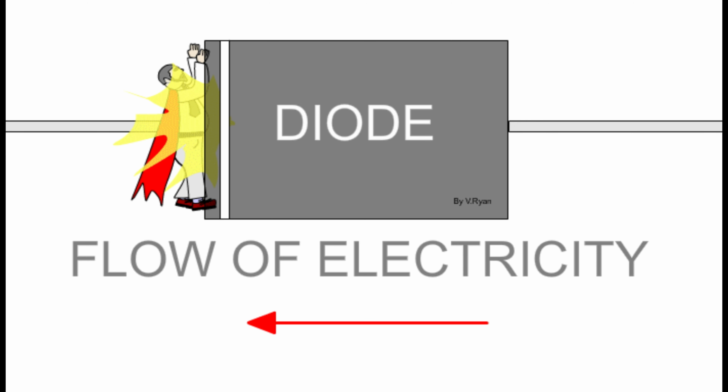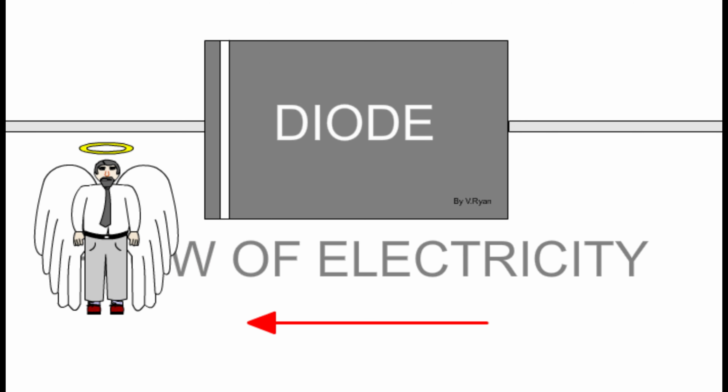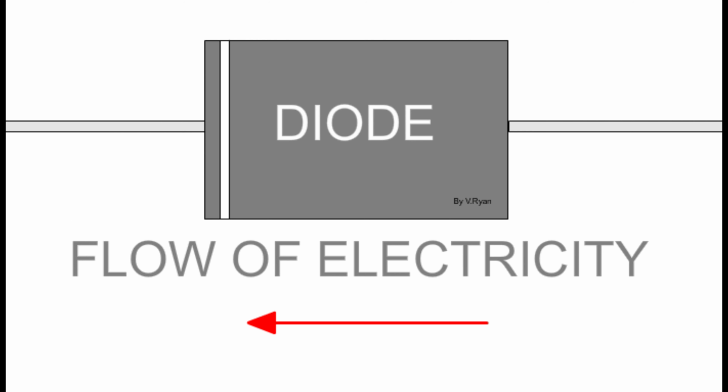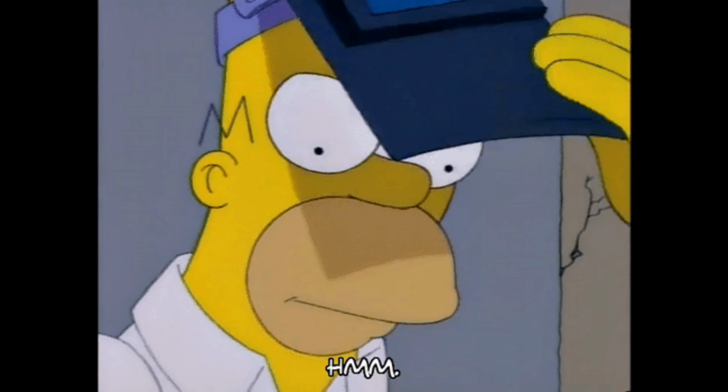The diode's function is to make electricity flow in one direction and not flow in the opposite direction. But what is the effect of this function on a sine wave? Let's see.